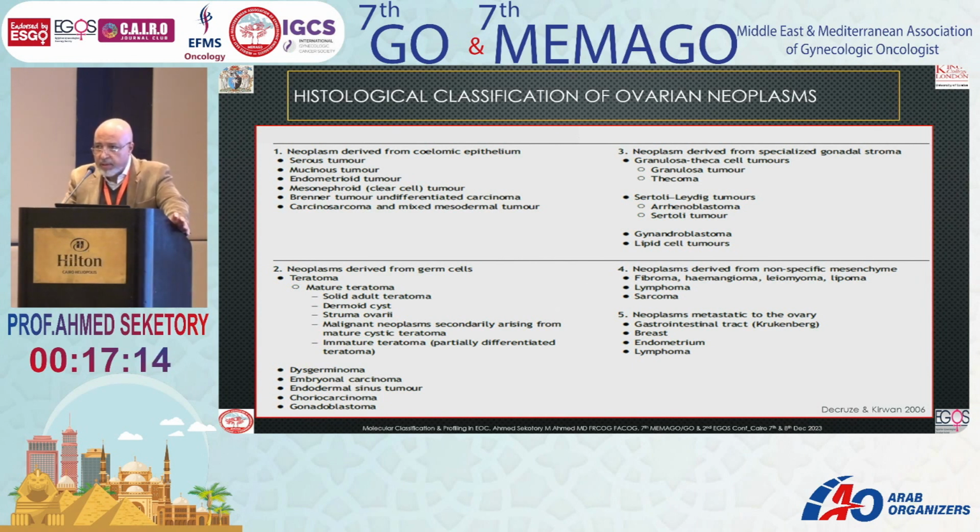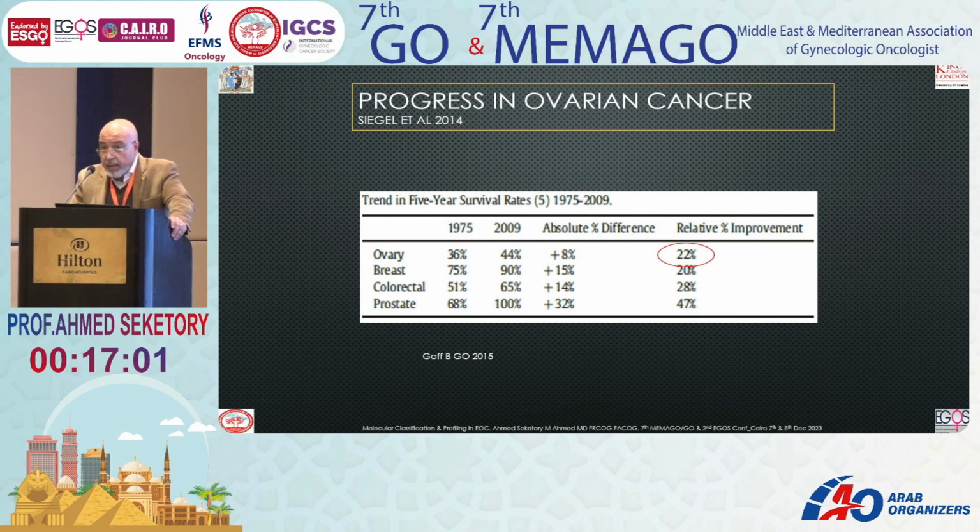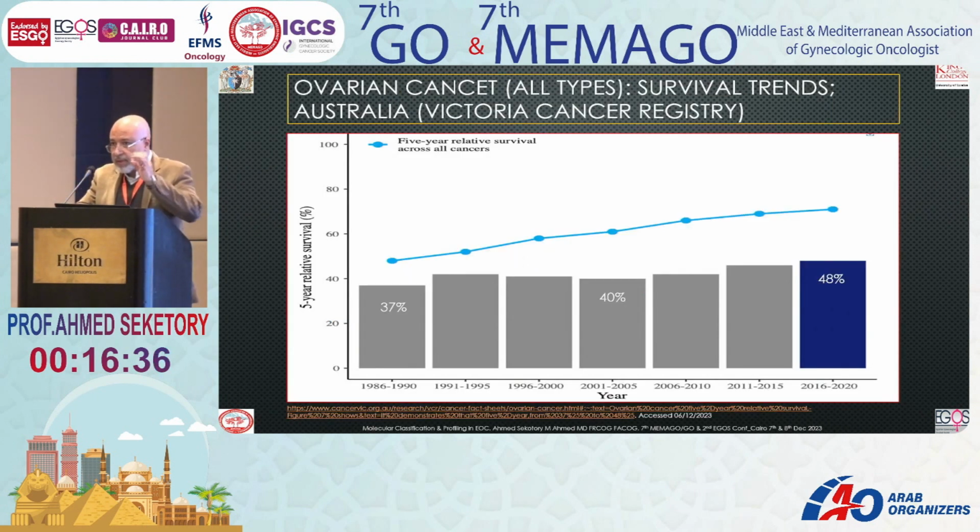If we look at the initial histological classification, this is the classification that we are used to. I'm not going to repeat it, but it's neoplasms from the coelomic epithelium, from germ cells, from the stroma. And so far, there has been around 8% absolute increase in survival in ovarian cancer up to the year 2009. Relatively, it is less than a quarter of improvement. That does not reflect the improvement that happened in other cancer sites. And more recently, in Australia, which has a very good health care system and good registry, the increase from around the year 2000, the turn of this century, to 2020 is just 8% improvement.